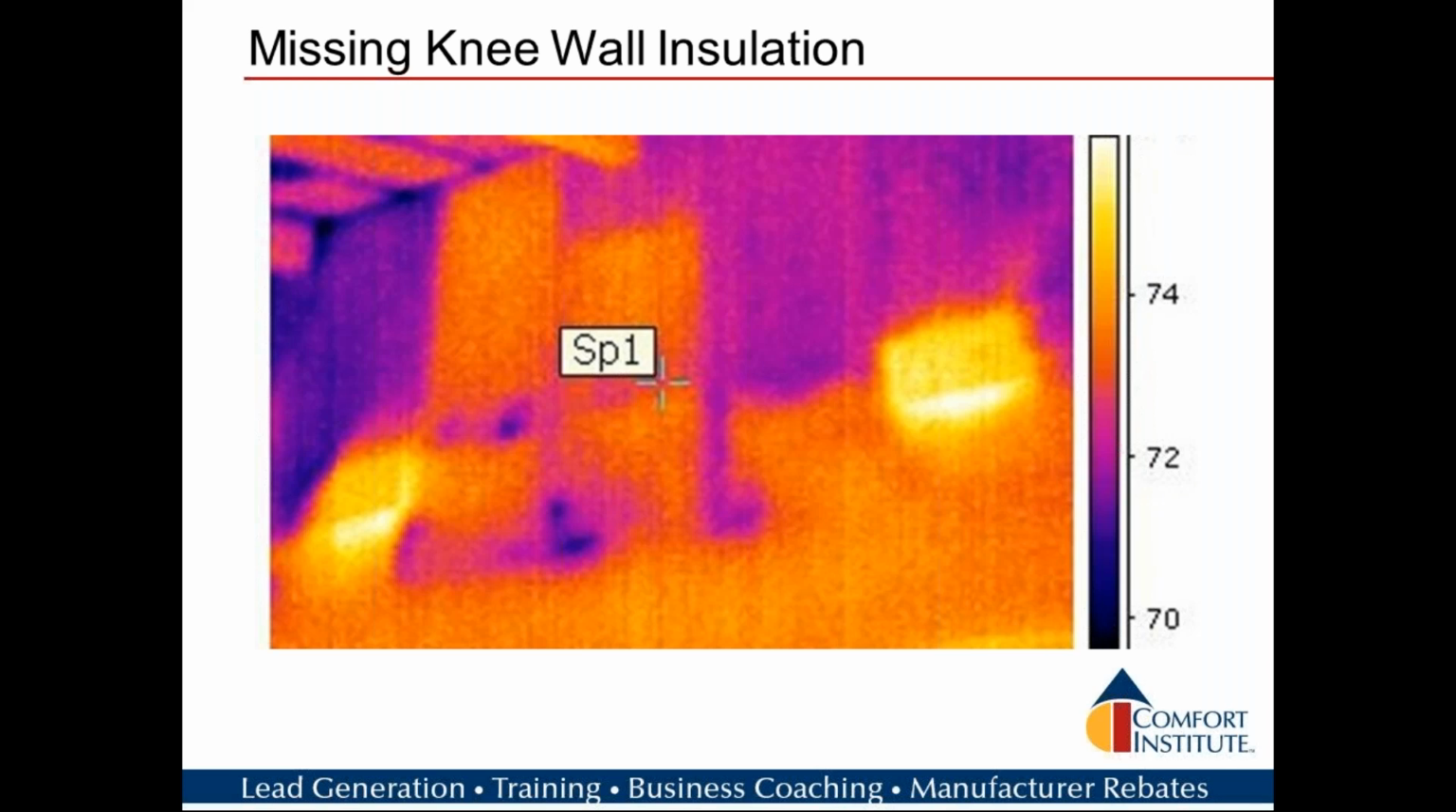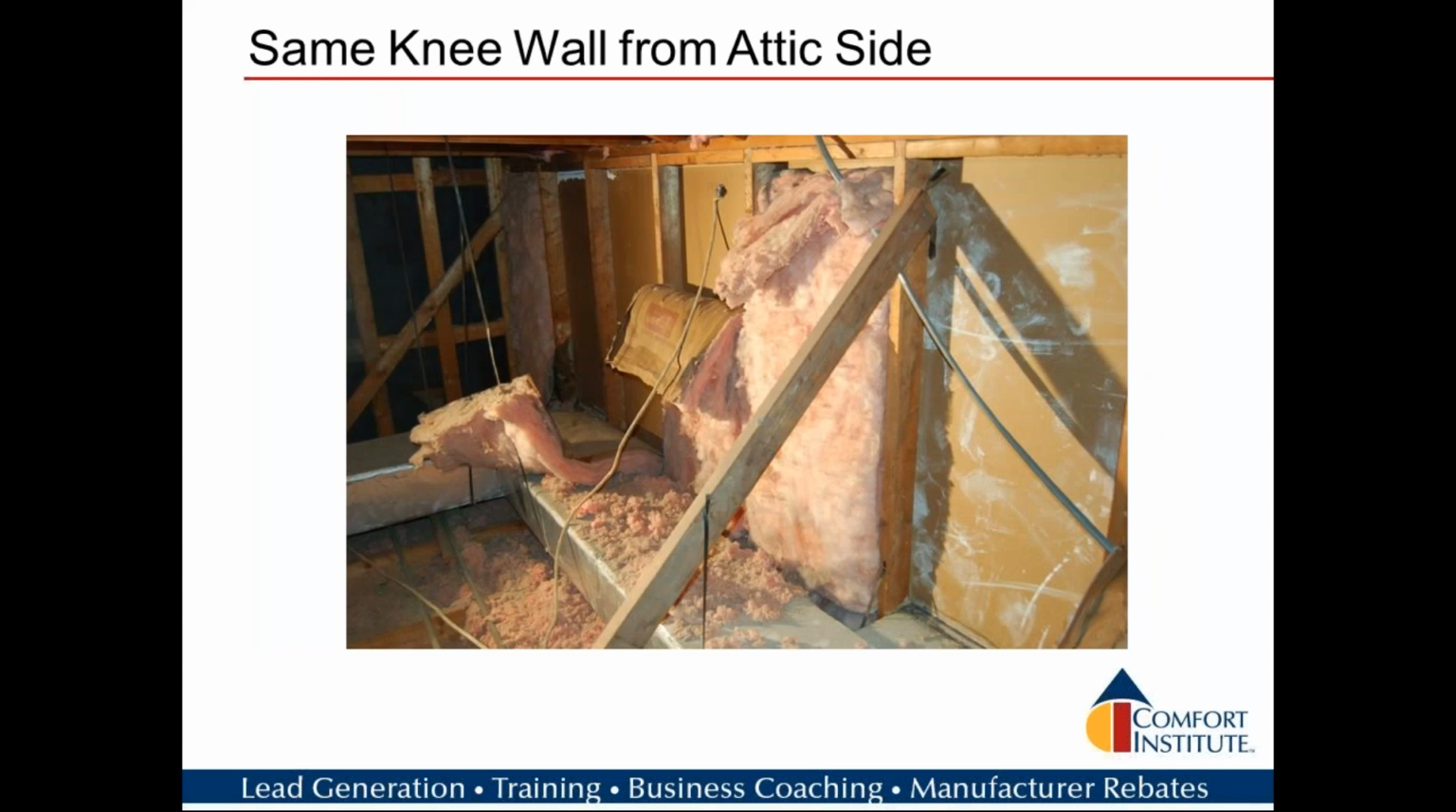The bright orange is where there's insulation, but where there's purple, well, there actually is none. Going up in the attic, we can see where the insulation has fallen off the knee wall here. So to make this room work right, the insulation has to be fixed. Now, this is something you can sub out. This is something you can do yourself, or you can have the homeowner do it.